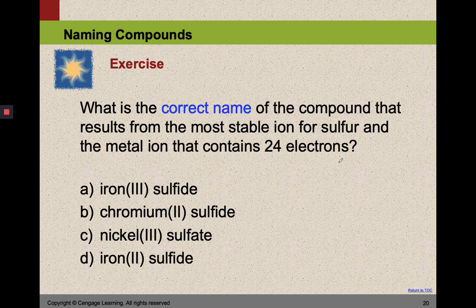Okay, another one. What's the correct name of the compound that results from the most stable ion for sulfur and the metal ion that contains 24 electrons? This is just a mind game. You must know a lot of things already. Pause, and I'll give directly the answer. That's iron(II) sulfide.